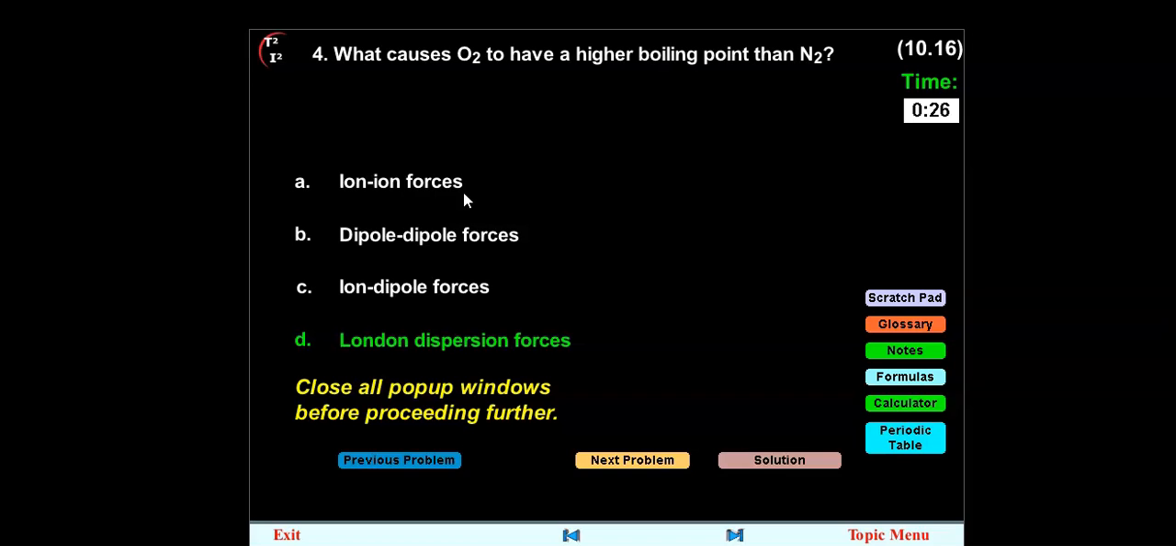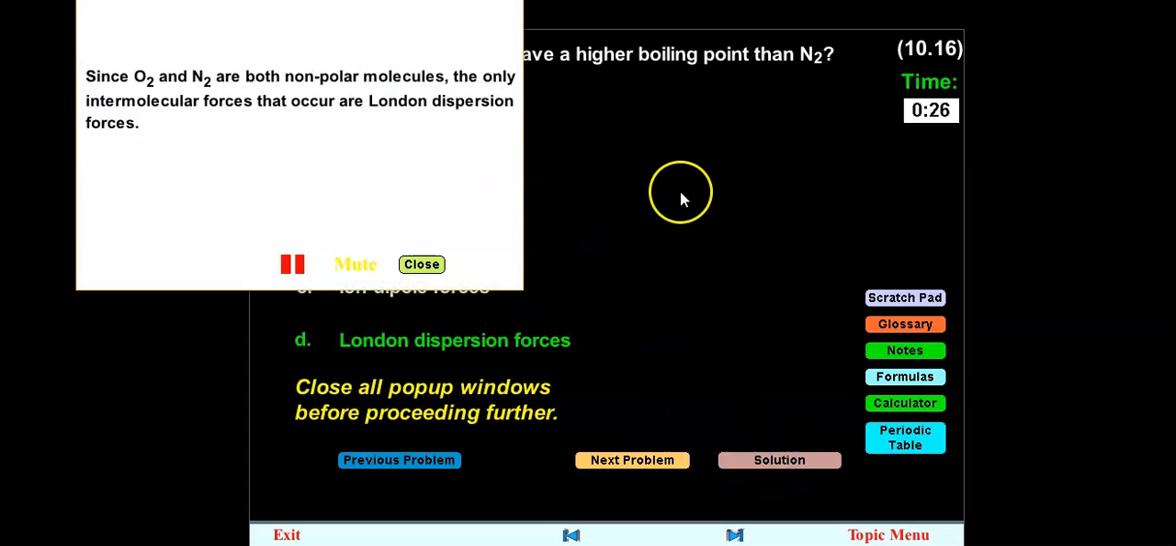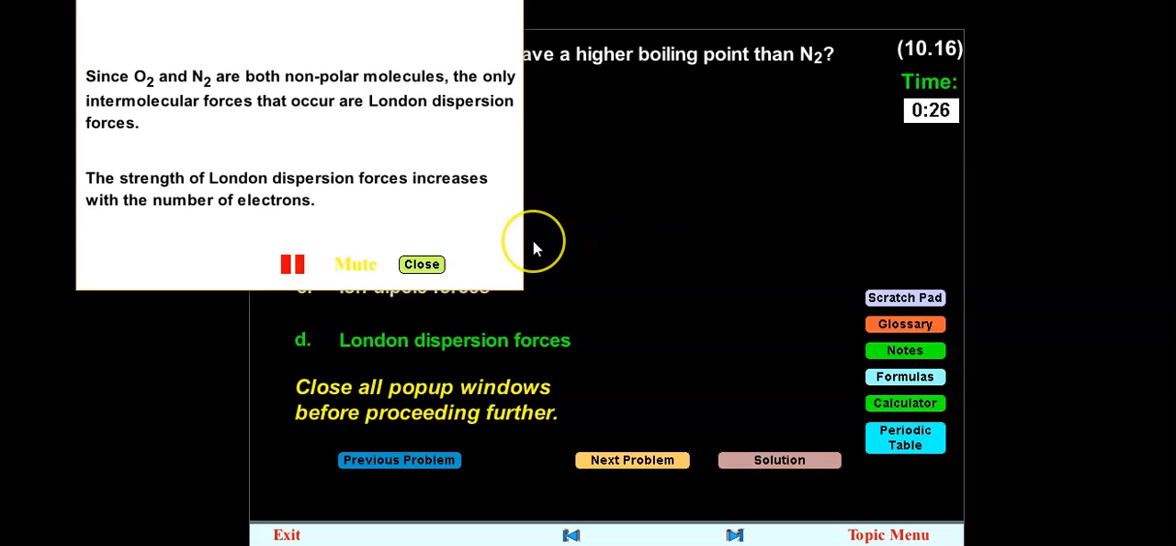Ion-ion forces are between ion and ion. None of these form an ion. When we talk of ions, we're talking about a combination of two different ions, like sodium chloride, chloride ion and sodium ion, with transfer of electrons. Oxygen doesn't form ions by itself; they form covalent bonds. Since O2 and N2 are both nonpolar molecules, the only intermolecular forces that occur are London dispersion forces. The strength of London dispersion forces increases with the number of electrons.